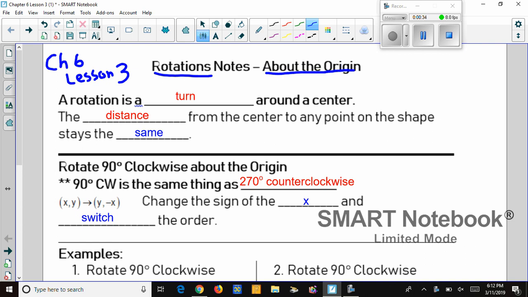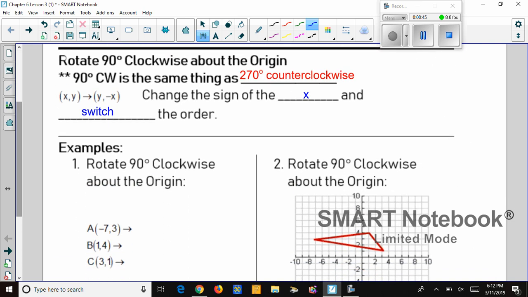We could have rotations around any given point, but for the purposes of our class, we're sticking with just the origin. Let's start by looking at a 90-degree clockwise turn about the origin. A special thing to note is you could be given directions whether it's clockwise or counterclockwise. So it's important that we know that 90 degrees clockwise is the exact same thing as saying 270 degrees counterclockwise.